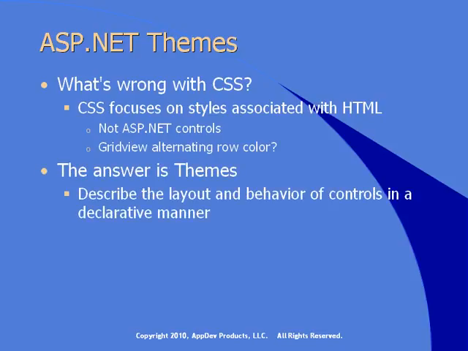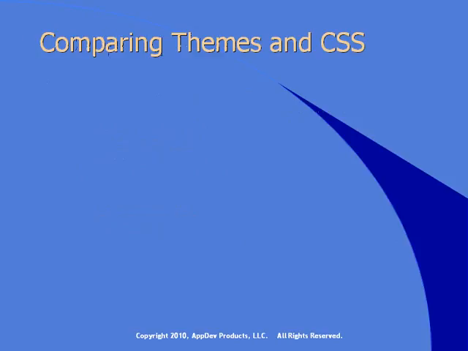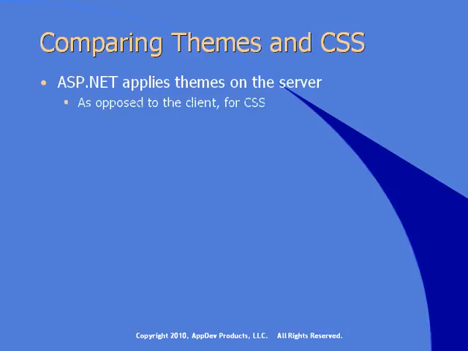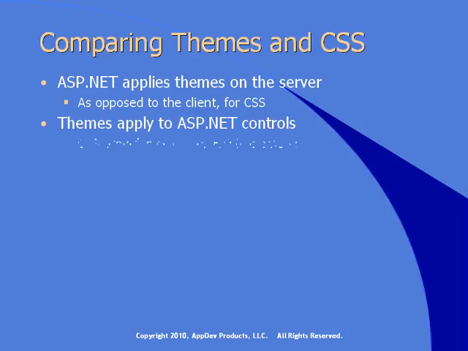Themes describe the layout and behavior of controls in a declarative manner. They're like style sheets, but they focus on ASP.NET controls instead. Let's compare themes and CSS. ASP.NET applies themes on the server, as opposed to on the client for CSS. Themes apply to ASP.NET controls. CSS provides styles for HTML elements. And sure, lots of ASP.NET controls map to HTML elements, but not all of them by any means.